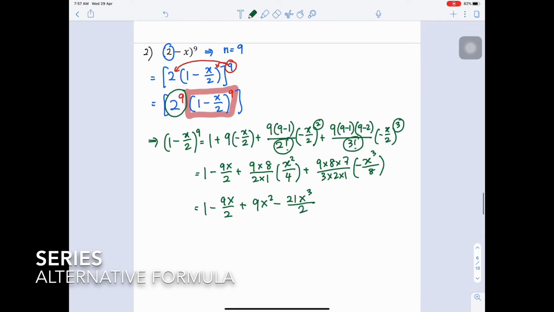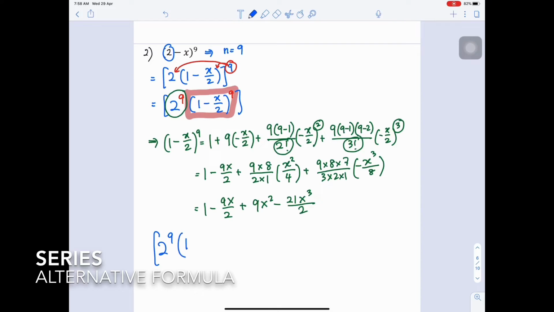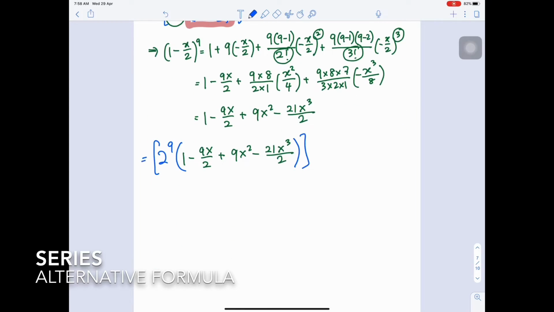Okay, and then again, continue with 2 power of 9 times (1 minus 9x over 2 ...) — to make it easy, we copy and paste here. And then what do we do? Expand 2 power of 9 to each term.